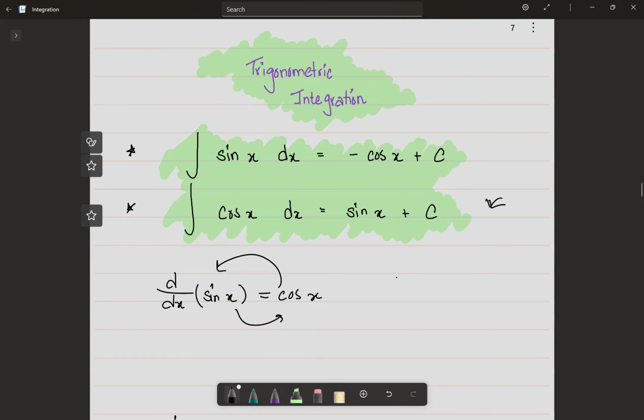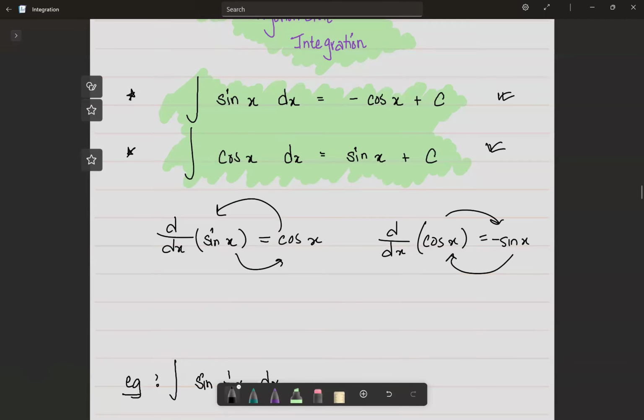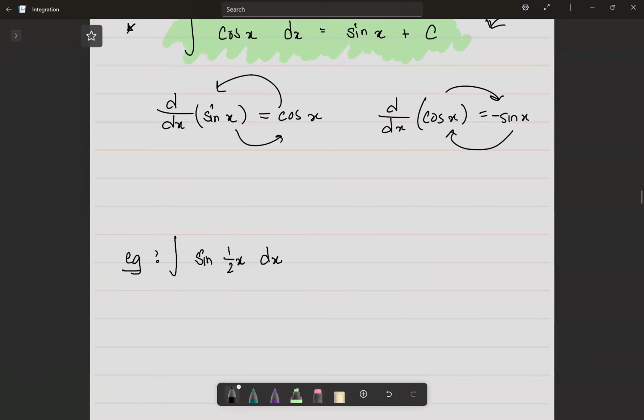Similarly, we have seen that differentiation of cos x is minus sin x. So if the differentiation of cos x is minus sin x, then what would be the integration of sin x? It would be minus cos x, because the minus would go in here, right? So that we can see in here. With this, we can start the formulas for integration.